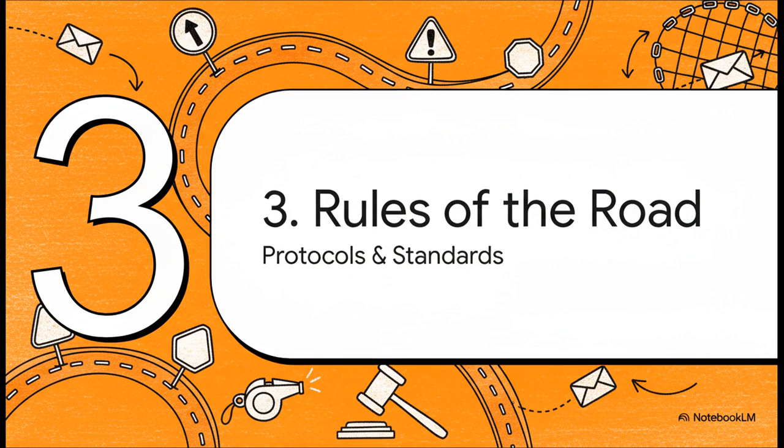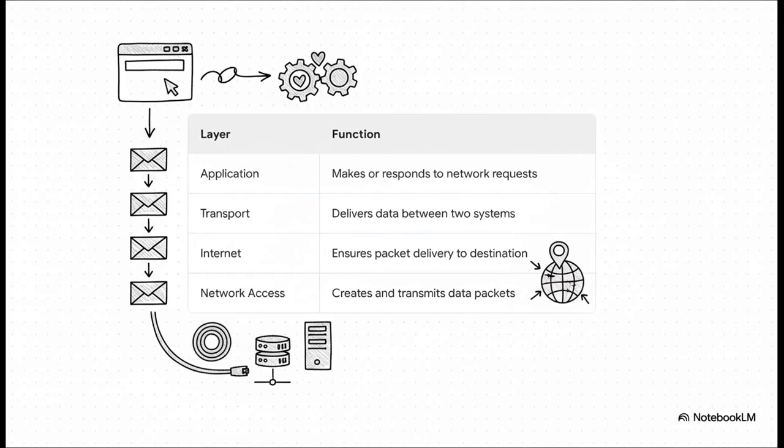Now, you might be thinking, with billions of these packets flying around every second, how does this not turn into total chaos? Well, it's because it's not a free-for-all. Every packet has to follow a very strict set of rules, or protocols, that make sure it doesn't get lost and arrives safely. And that entire rulebook is basically the TCP/IP model.